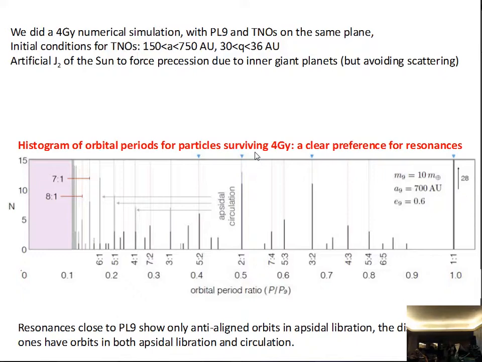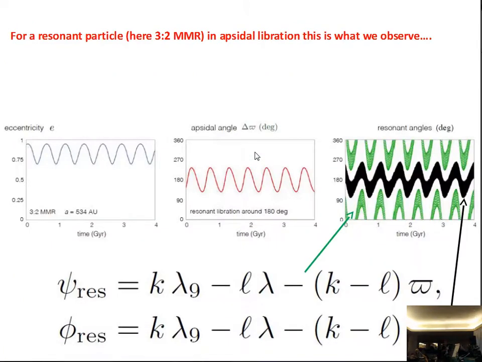So for instance, an orbit in the 3-2 resonance with planet 9. Here we see, as a function of time, over 4 billion years, the oscillation of the eccentricity of the TNO, which is perfectly correlated with the libration of its perihelion around the perihelion of planet 9. This is the difference of perihelia librating around 180 degrees.